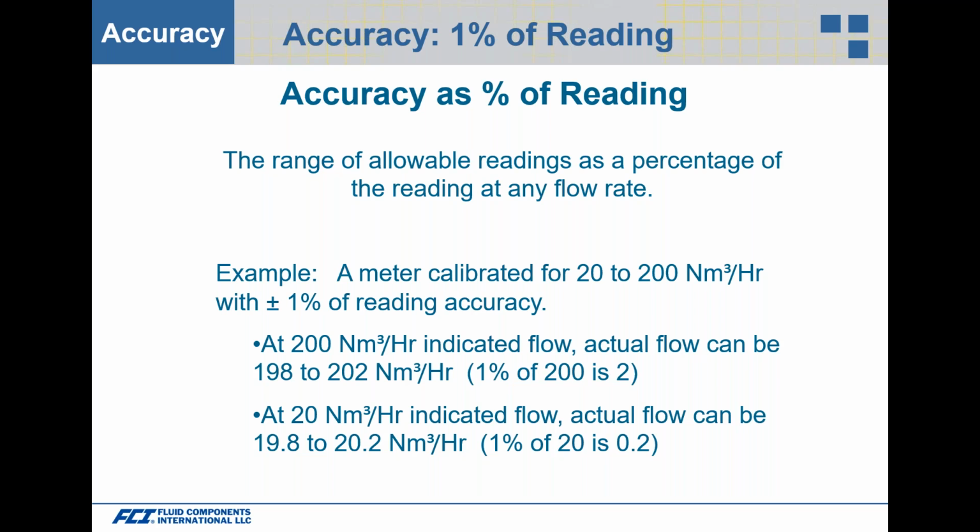If we look at the full scale 200 cubic meters per hour indicated flow, actual flow accuracy can be 198 to 202 normal cubic meters per hour. It's 1% of 200, which is 2. So it's plus or minus 2 cubic meters per hour. If we go down to the minimum flow, the 20 normal cubic meters indicated flow, actual flow can be 19.8 to 20.2 cubic meters per hour. It's 1% of 20, which is equal to 0.2 cubic meters per hour.